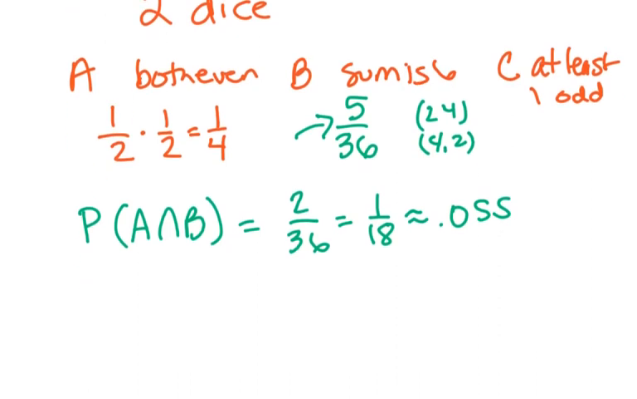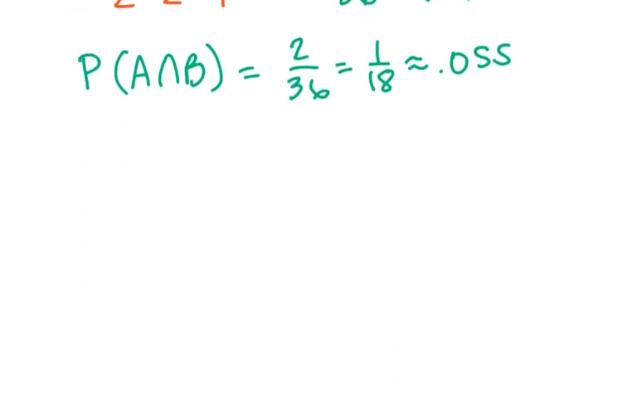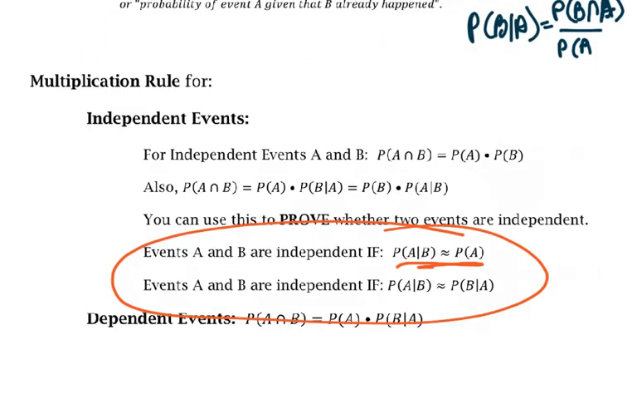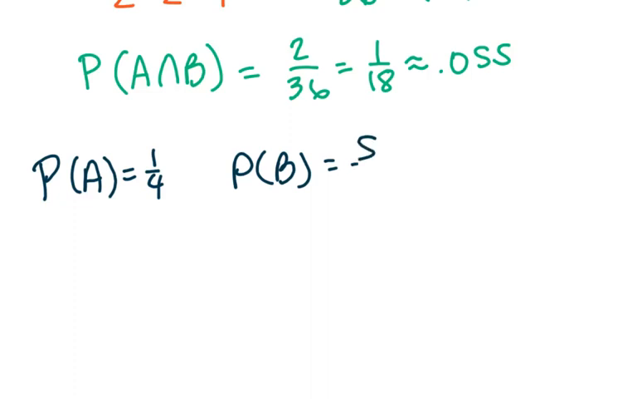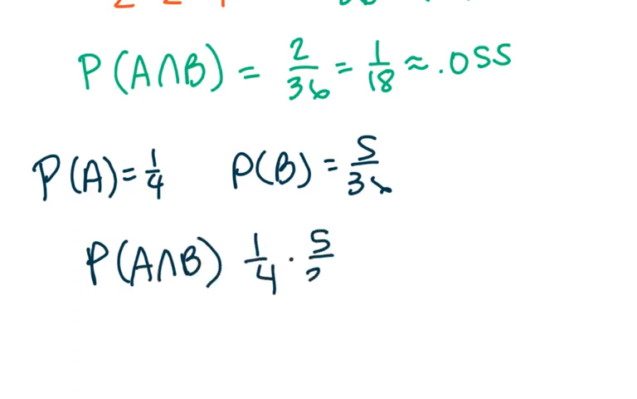So using the definitions that we have of independent and dependent, and I'm talking about these right here, using that definition, let's take the probabilities as they're listed in that definition. So the probability of A is 1/4. The probability of B is 5 over 36. And so the probability of A and B, if they were independent, would be 1/4 times 5 over 36. And so that would be about 0.0347, and then the 2's repeat.